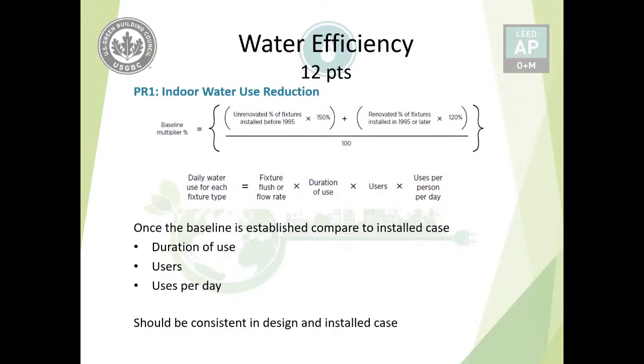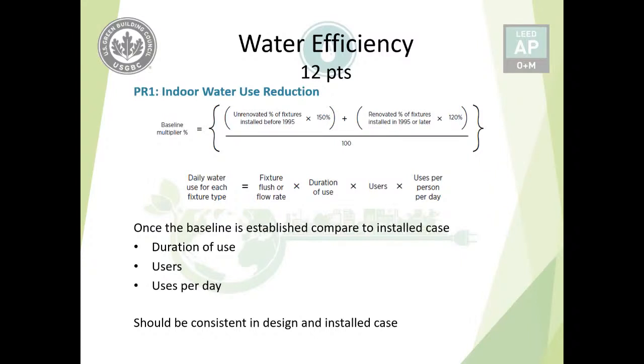And these are the formulas by which we will be taking out the baseline. The baseline multiplier percentage based on the certificate of occupancy or if there is any renovation, 150 and 120. Then you have daily water use for each fixture type, which is equal to fixture flush or flow rate times duration of use, times uses per person per day. We have seen it in the previous table. So this is how to establish a baseline.